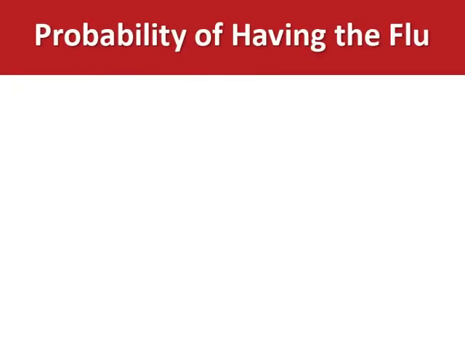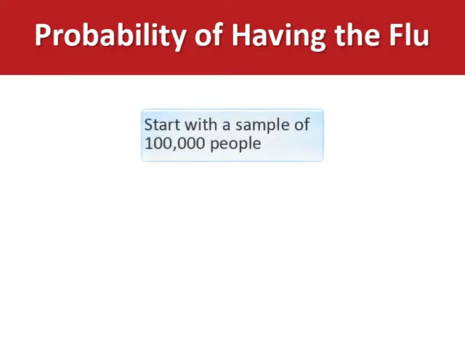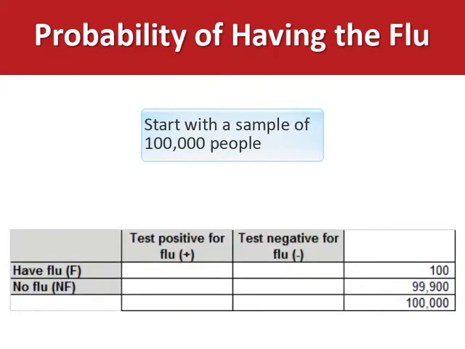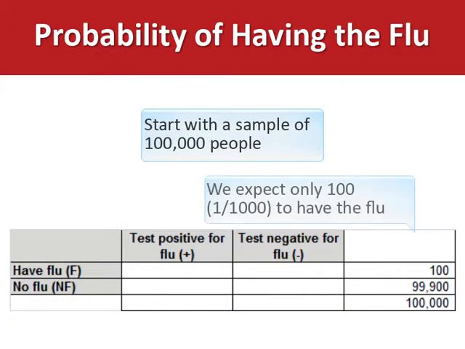Again, it might not be obvious, but what we're looking for in this question is a conditional probability: the probability that you have the flu given that you have tested positive. And as before, one way to come at this is to start with a large sample. So if we take 100,000 people and we apply the base rate of this disease, 1 in 1,000, we should expect about 100 people in this sample of 100,000 to have the flu.